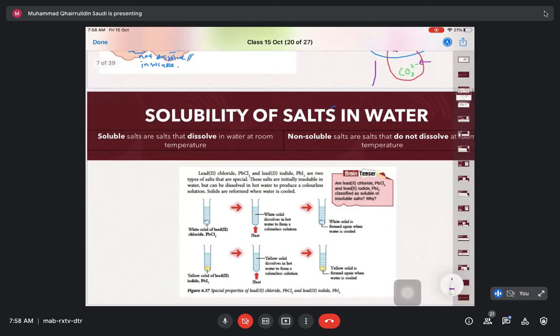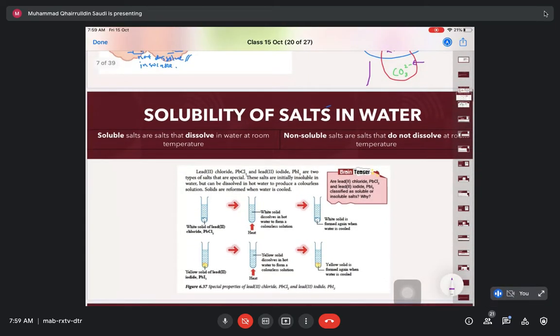There are some special cases. Okay. Dah cakap tadi, non-soluble salts are salt that does not dissolve in room temperature. But there are two salts. Okay. Lead 2 chloride and lead 2 iodide are specials. They're insoluble in water. Sebab apa? Sebab dia chloride kan? Chloride dengan iodide, lead iodide dengan lead chloride, they are insoluble in water, but they can be dissolved in hot water to produce colourless solution.